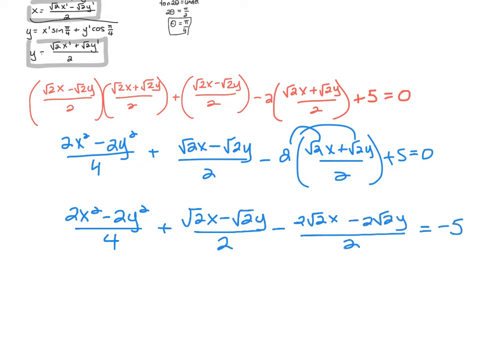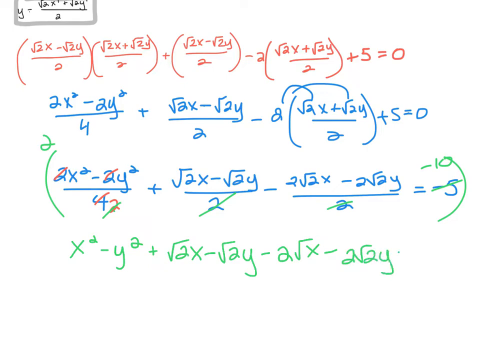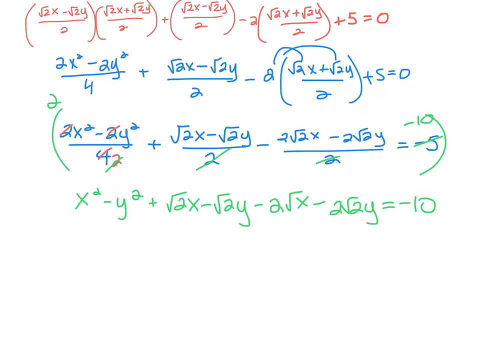I'm going to bump the 5 to the other side. So you can choose to actually multiply everything by 4, get rid of the denominators, or that first one, all of those numbers are divisible by 2. So you can do that and simplify it, and then multiply everything by 2 to get rid of your denominators, and this becomes negative 10. So now I've got x squared minus y squared plus root 2x minus root 2y minus 2 root 2x minus 2 root 2y equals negative 10. Then I would check my xy values.